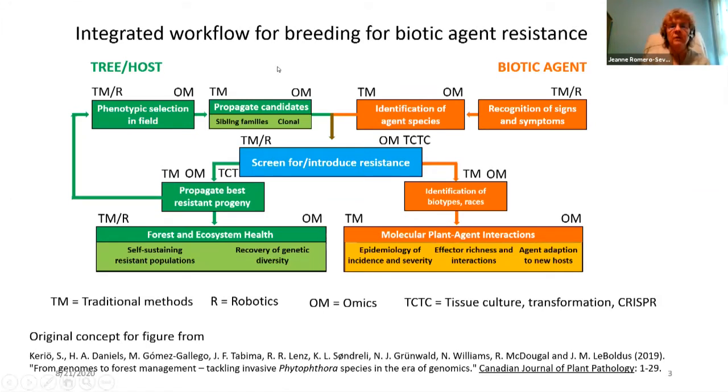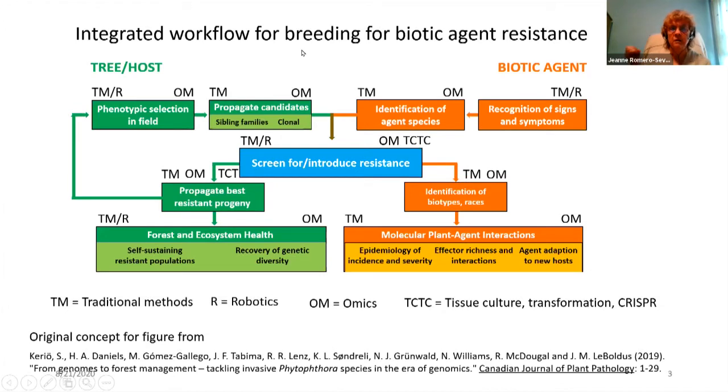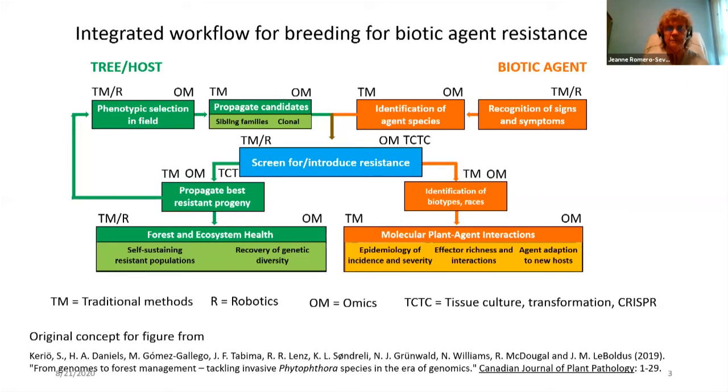Now that we have the omics, we can better integrate what we know about the biotic agent and what we know about the tree and the host to better identify good phenotypes, more rapidly identify good phenotypes, and even ultimately identify the fine details of plant-agent interactions so that we might be able to actually edit the genome to get resistance much more quickly and effectively.